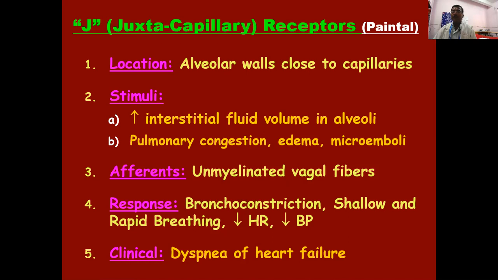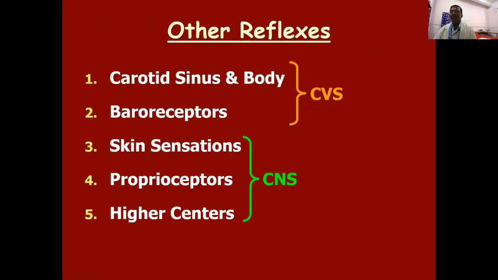Lung J receptor, which was discovered by the scientist Paintal, is located in the alveolar walls close to the capillaries. Stimuli for these receptors are increased interstitial fluid volume in alveoli, pulmonary congestion, edema, and microemboli. Afferents for these juxtacapillary receptors are unmyelinated vagal fibers, and the following responses will occur: bronchoconstriction, shallow and rapid breathing, decreased heart rate and decreased blood pressure. Clinically, dyspnea of heart failure.